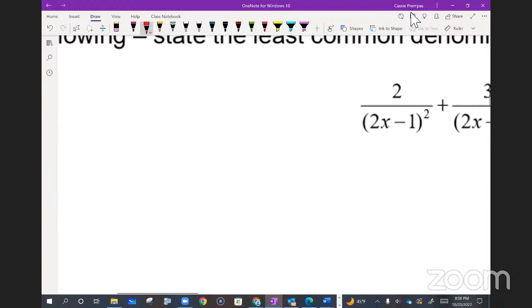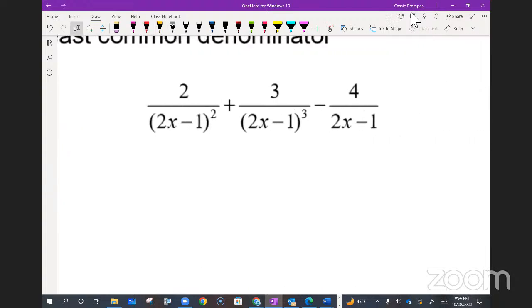All right, let's take a look at the next example. On your own, think about what would be the least common denominator between all three fractions. And if the sub could pause the video, give everyone the ability to think about it, and then replay.